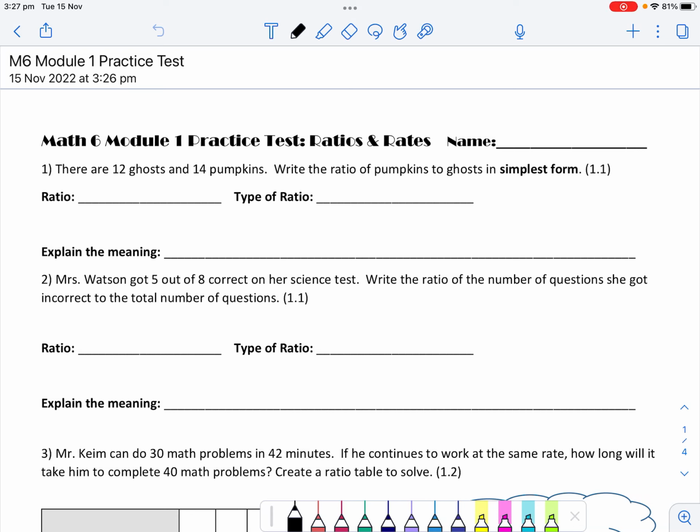Hey everyone, today I'm going to be going over the Module 1 practice test to help you review for our Module 1 test on Friday.